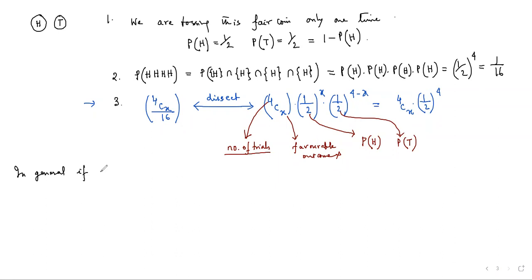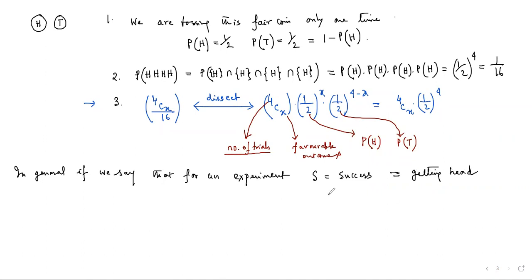So ultimately, what we have got now for a coin tossing problem, or for any problem in general, is this: for an experiment, capital S is the success. In my case, this success I'm considering to be getting head. For some other people, it may be getting tail also. There is no hard and fast rule. And corresponding to each success, there will be a failure always associated. In my case, it is getting tail, say for example.